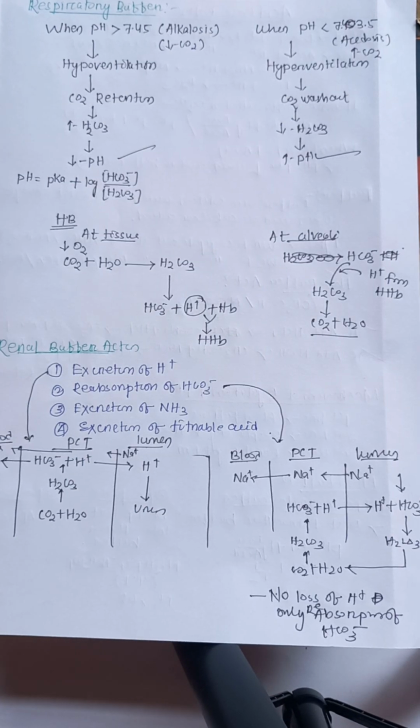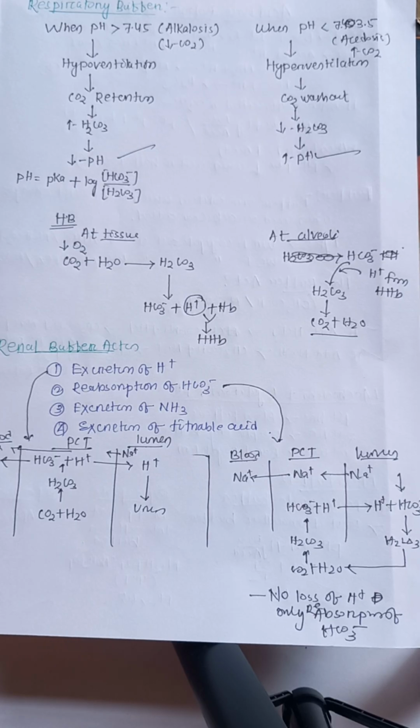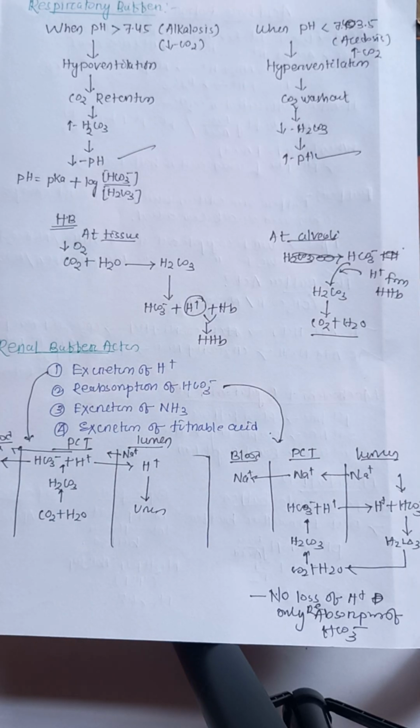Then there are respiratory buffers. When there is an increase in pH, greater than 7.45, it causes alkalosis. If there is alkalosis, what does it mean? A decrease in CO2. You should know one thing: CO2 has a direct relation with H2CO3, which is an acid. If acid decreases, that means alkalosis. So when pH is greater than 7.45, it causes alkalosis, that is a decrease in CO2 and a decrease in H2CO3.